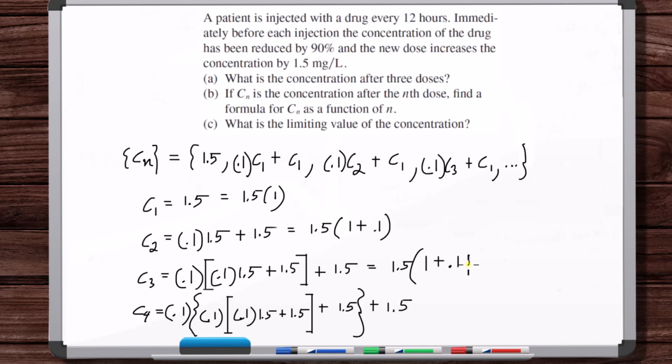Okay. Now here, we've got the 1 plus, and then it's going to be 0.1 plus 0.1 squared plus 0.1 cubed.